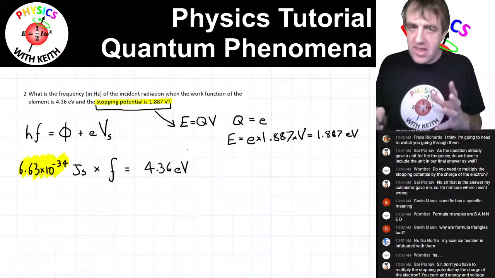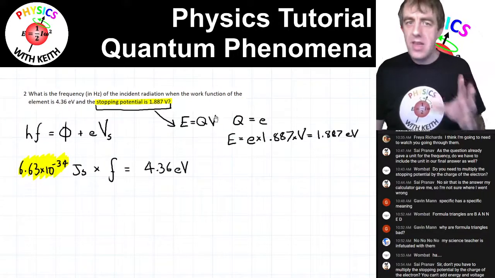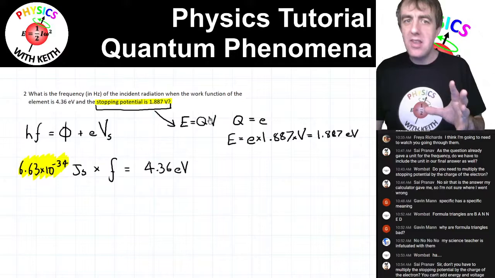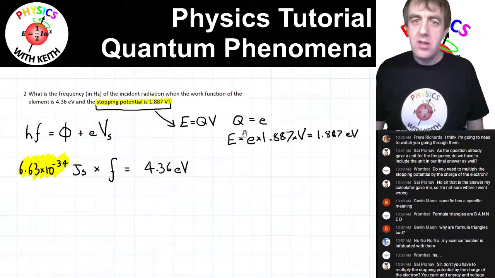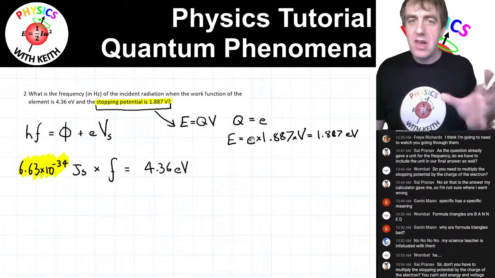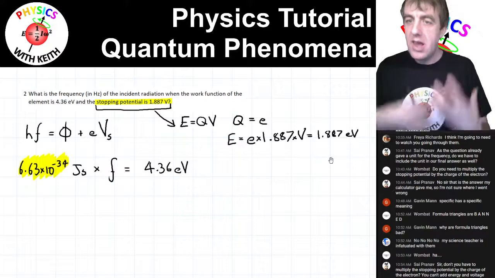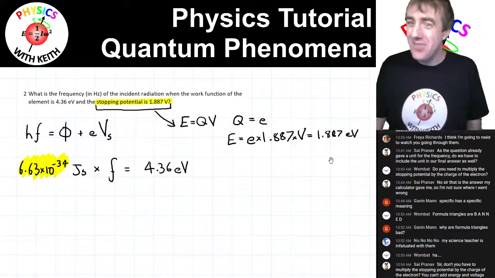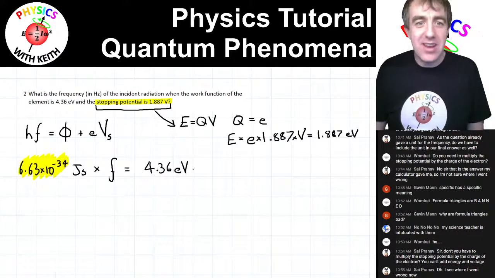Can you see what I've done there? It's really clever. The voltage here is 1.887 volts. The charge on the electron is in coulombs, and I'm just going to keep that as E coulombs. E coulombs multiplied by 1.887 volts is 1.887 electron volts. That's what the unit electron volts allows us to do. Yeah, it's brilliant, isn't it?